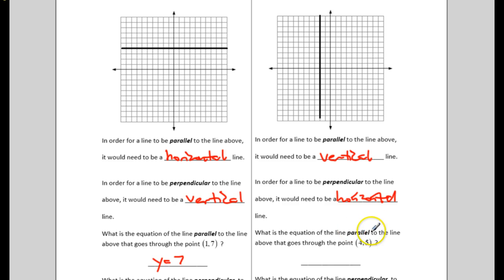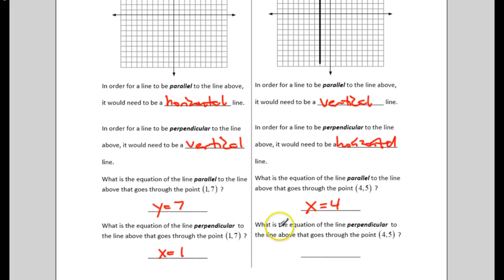So what's the equation of the line parallel to this? Well, parallel would be the same, so a vux would still be a vux. It'd still be x equals. And what does x equal as the point? 4. What about this? What is the equation of the line perpendicular to this? So if the line's going vertical, this vux line, opposite would be a hoi. Hoi is y equals. And what does y equal? 5. So that shortcut, once again, makes things easy for you.